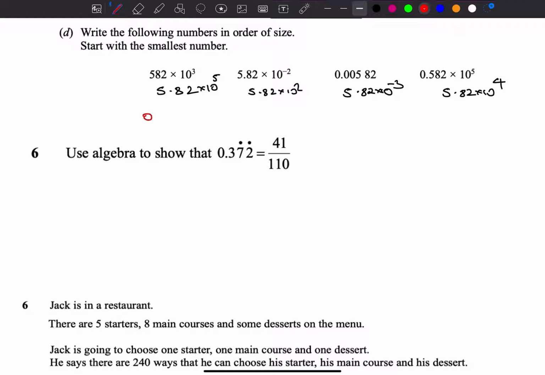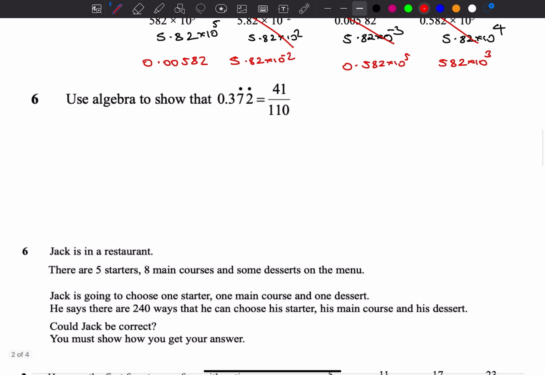So which is 0.00582. Then after that minus 3 is 2. 5.82 times 10 to the minus 2. Then 0.582 times 10 to the 5. Then 582 times 10 to the power 3.